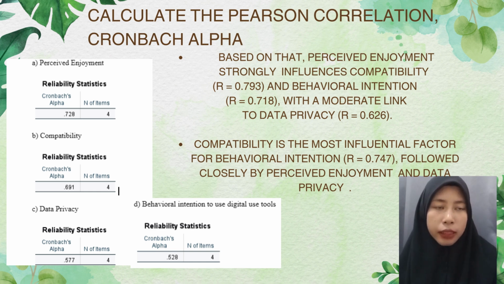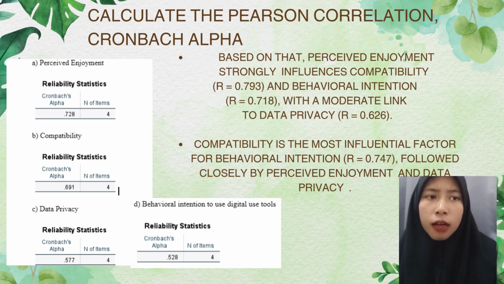Based on that image, perceived enjoyment strongly influences compatibility, R equals 0.793, and behavioral intention, R equals 0.718, with a moderate link to data privacy, R equals 0.626. Okay, it shows that compatibility is the most influential factor for behavioral intention, R equals 0.747, followed by perceived enjoyment and data privacy.